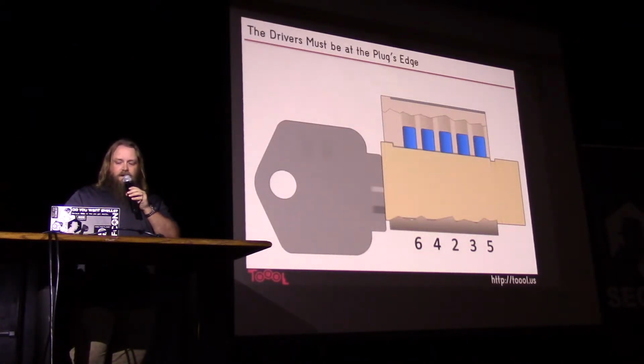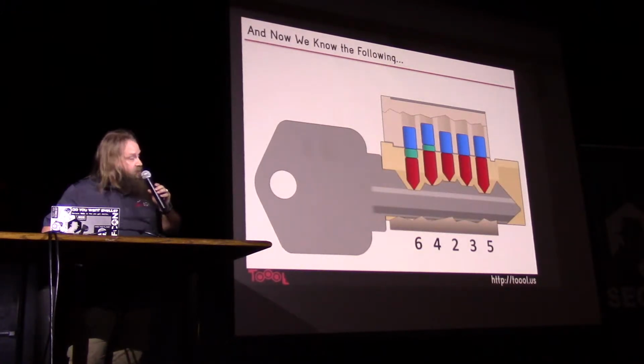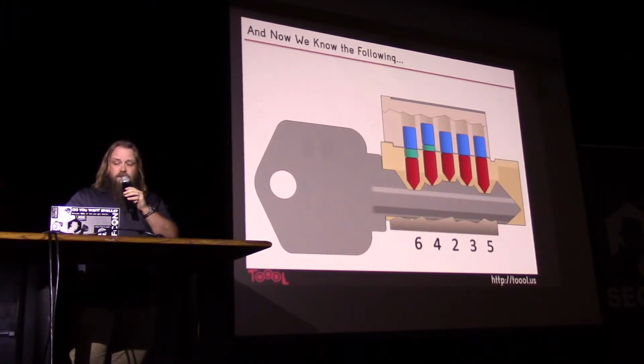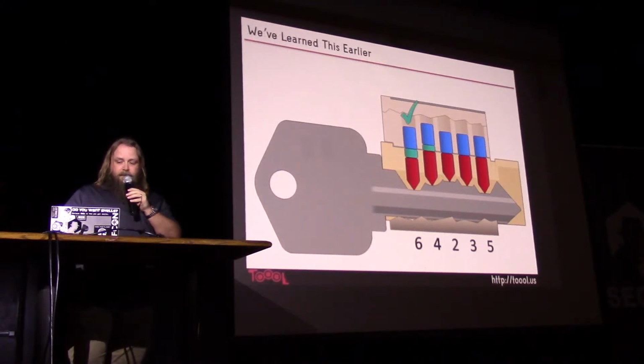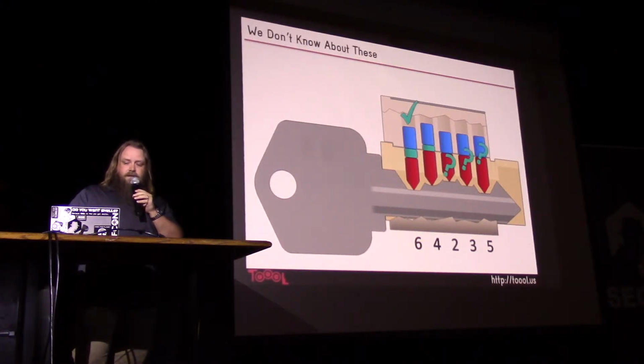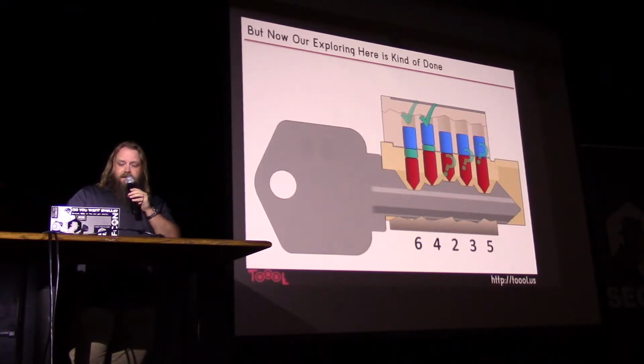So now we know our valid positions on the second pin. We have 2 known positions. We found 4, and we know 6 because of our provided change key. So this is what we learned earlier. This shows that we don't yet know what we've got in positions 3, 4, and 5. So we're building on this information.